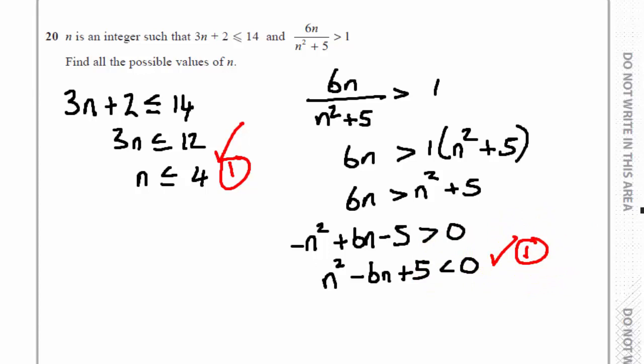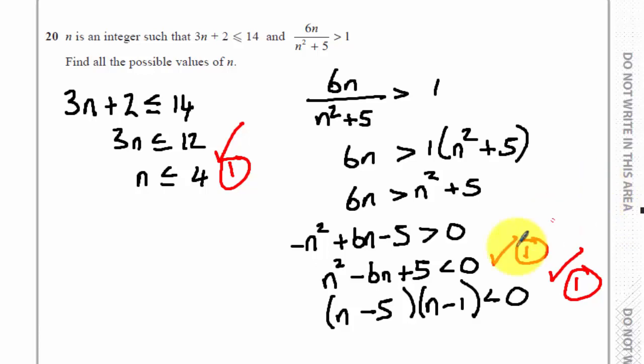There's my second mark. This should now factorize, and I'm left with n minus 5, n minus 1 is less than 0, and there's my third mark. Now, from here, the best strategy is just to draw a little graph to see which parts of the integer number line are your answers. So if n minus 5, n minus 1 is less than 0, this curve will go through 1 and 5 as they're the roots. So it's just a sketch to help me out.